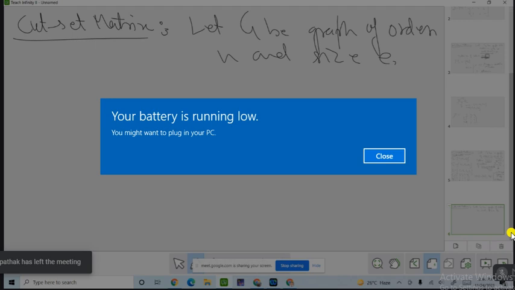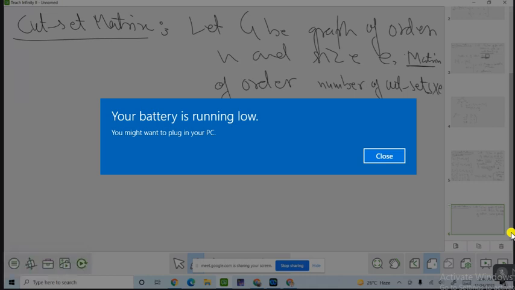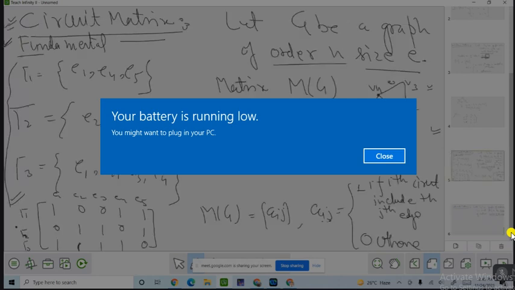Okay. Matrix of order. So what is the order here? What is the order of a matrix? The matrix of order number of cut sets cross E. Are you getting my point? In the previous one, what is the number of circuits here cross E?